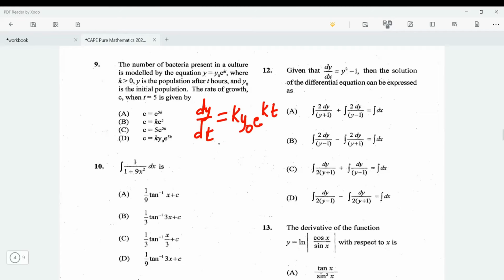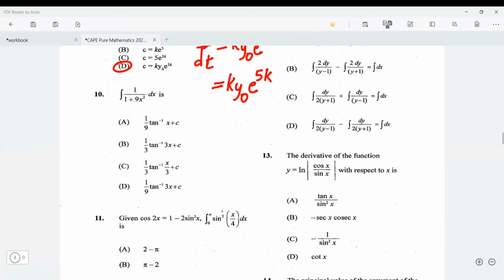So which one is this? k times y naught e to the k times t. But then we need to plug in when t is 5. So when t is 5, I get k times y naught e to the k times 5. So that's 5k. So which one is that? Option B. Nice.